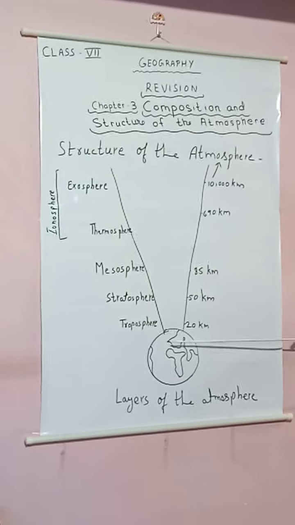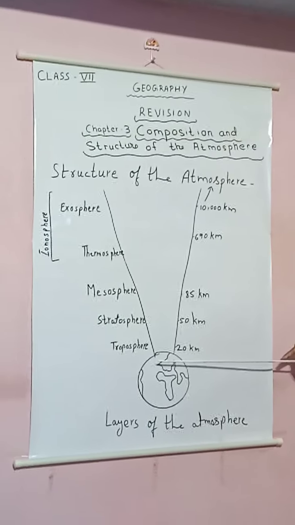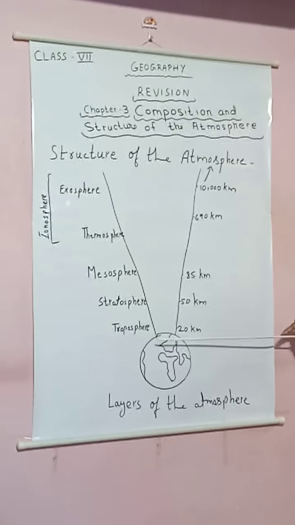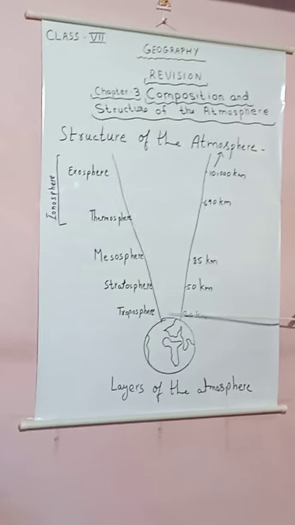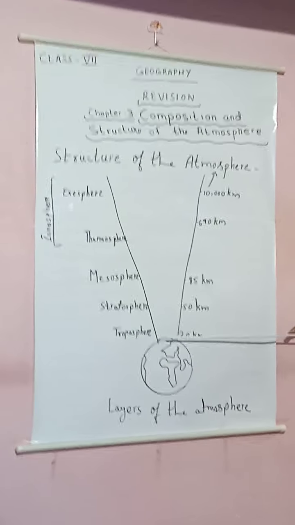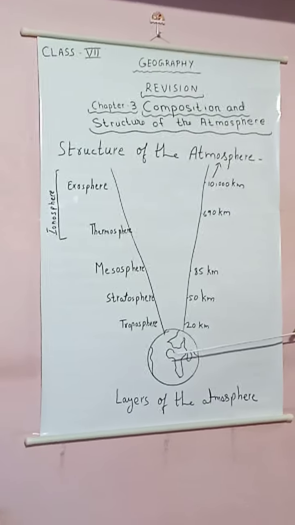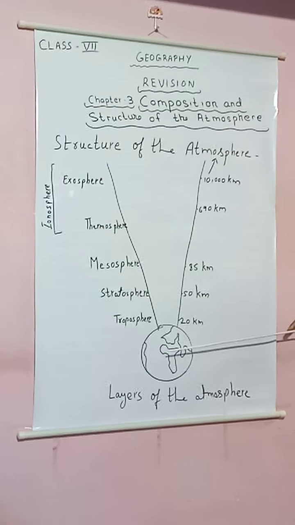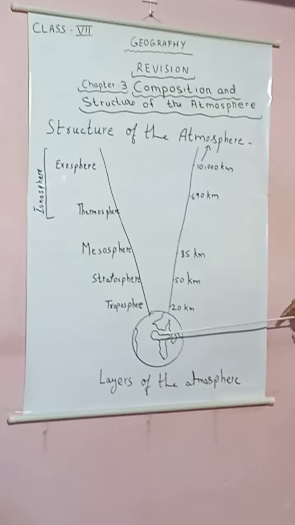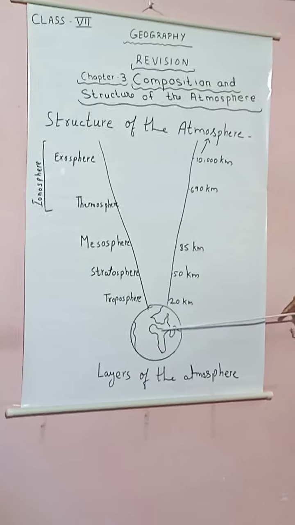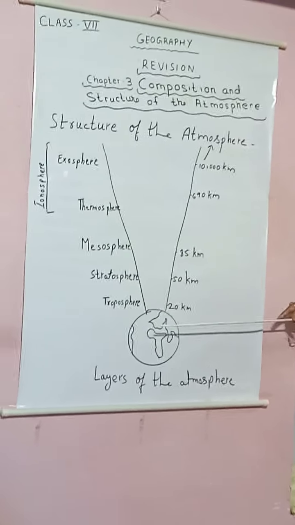In this layer, temperature decreases with height as the atmosphere becomes thinner as we go up. In this layer, as we go up, the temperature decreases. The rate at which the temperature drops is 1 degree centigrade per 165 meters. This is also called the lapse rate.